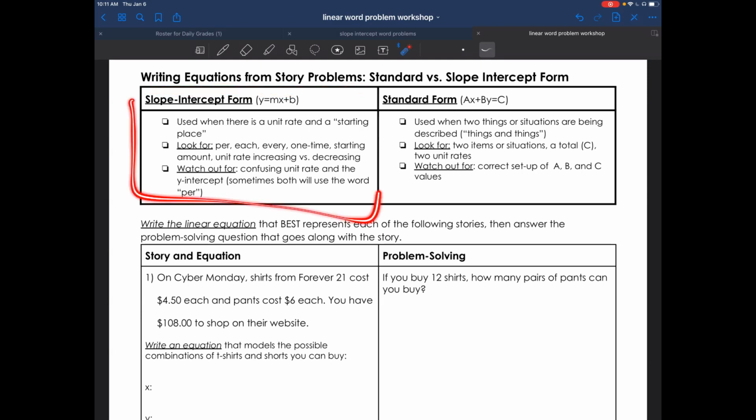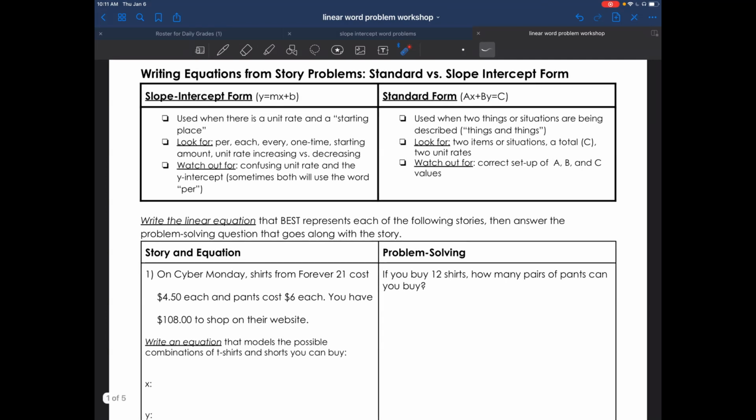There's a couple things we want to look at when we're doing this, okay? We have two different types of equations we can write. We can write slope-intercept form, which is our y equals mx plus b. And we have our standard form, which is ax plus by equals c. I'm going to show you how to set both of them up in the next couple of videos. For now, we're going to look at a standard form situation, okay?